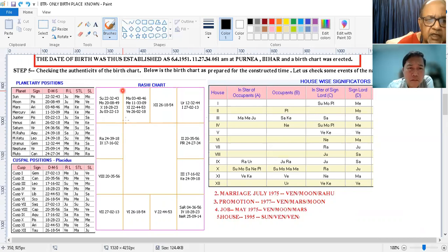Can you see the cursor? Which zodiac sign is this? Aries. What are the star lords here? Star lords in Aries. Is it Venus? No, there will be more than one star lord. I'm just asking you. You have to know.